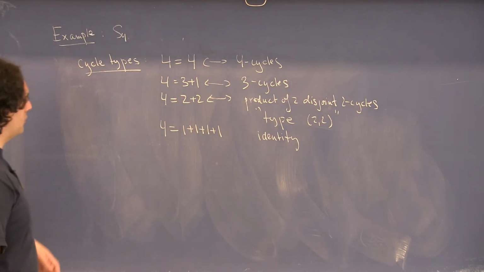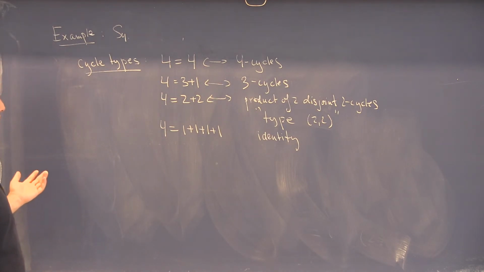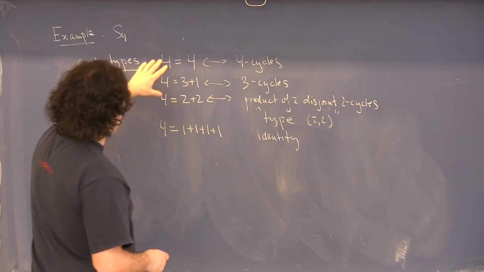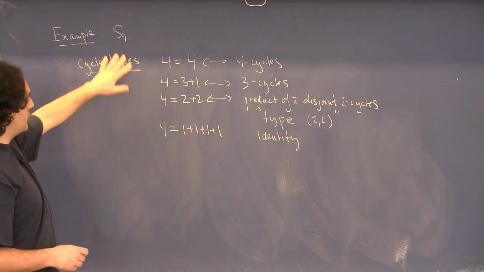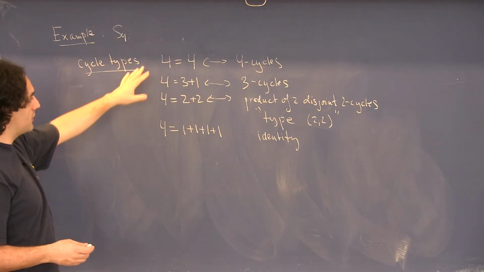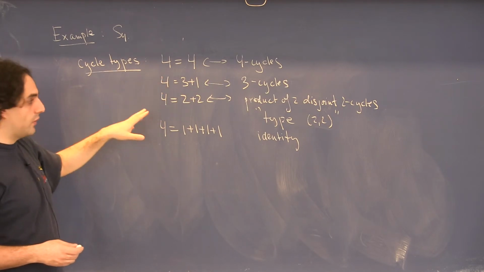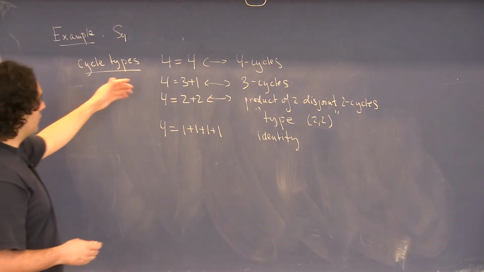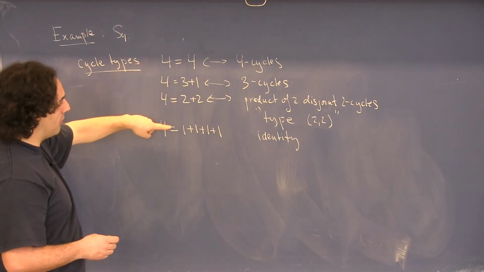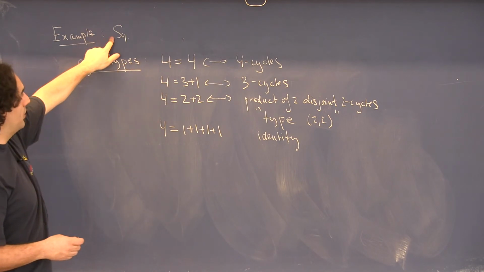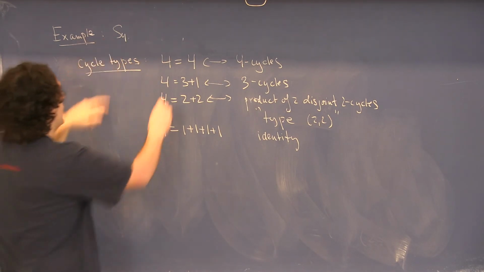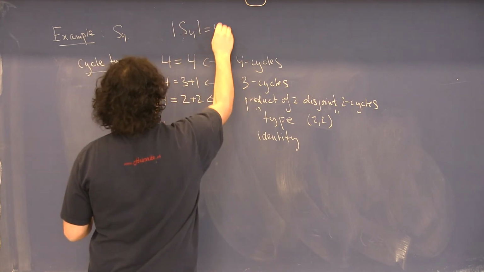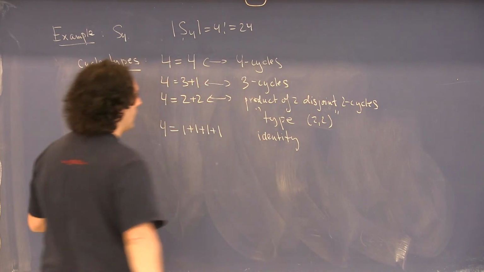And now let's check, have we forgotten anything? In arguments about the symmetric group, it's very easy to forget something. It's very easy to make some mistake in the combinatorics. A good way to check is to add up the number of elements. The number of elements should always add up to the order of the group. The order of Sn is n factorial. The order of S4 is 4 factorial, which is 24.